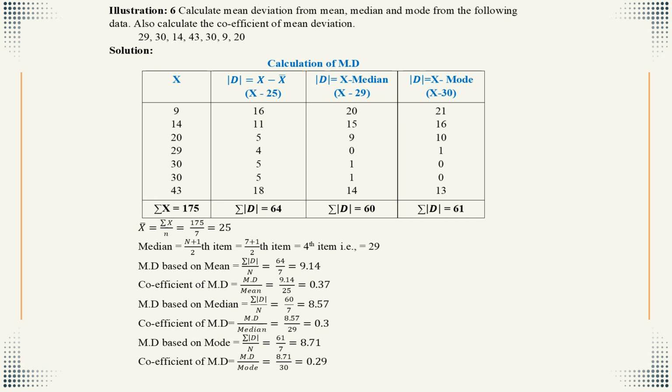Mean deviation based on median is 8.57. Coefficient of mean deviation is 0.3. Mean deviation based on mode is 61 by 7. Mode is the most commonly appearing item. So mode is 61.